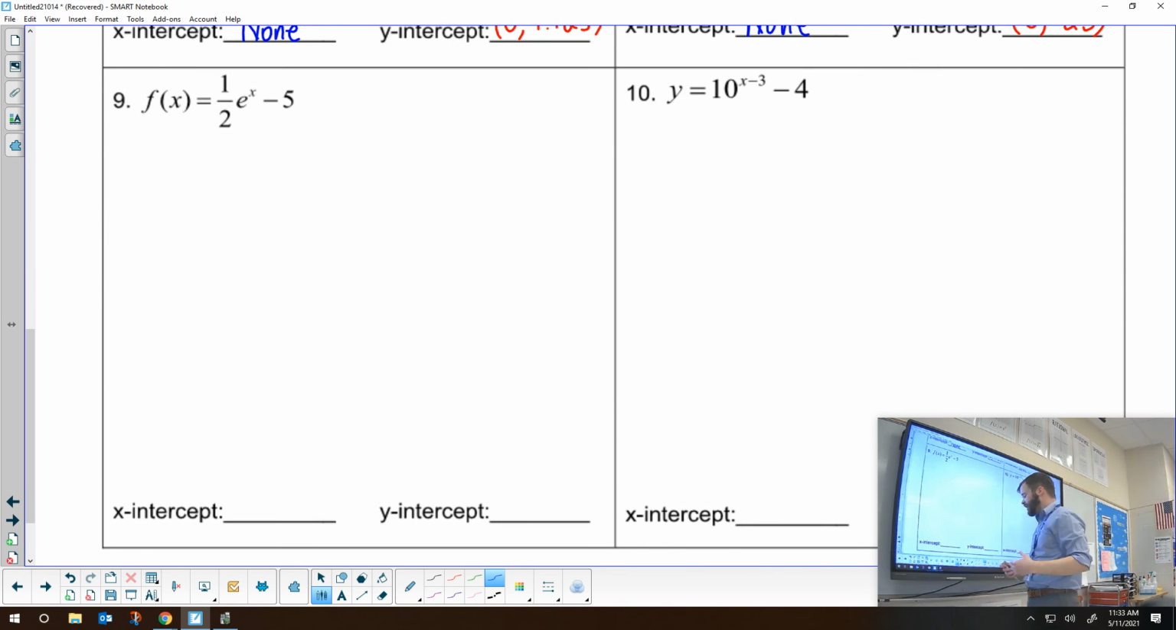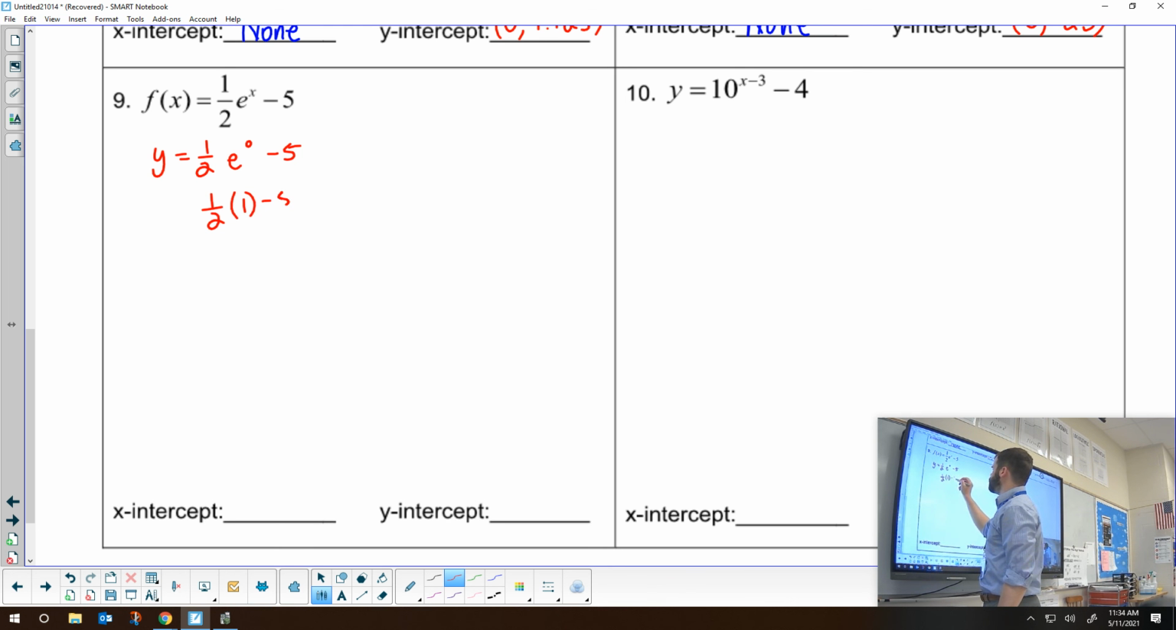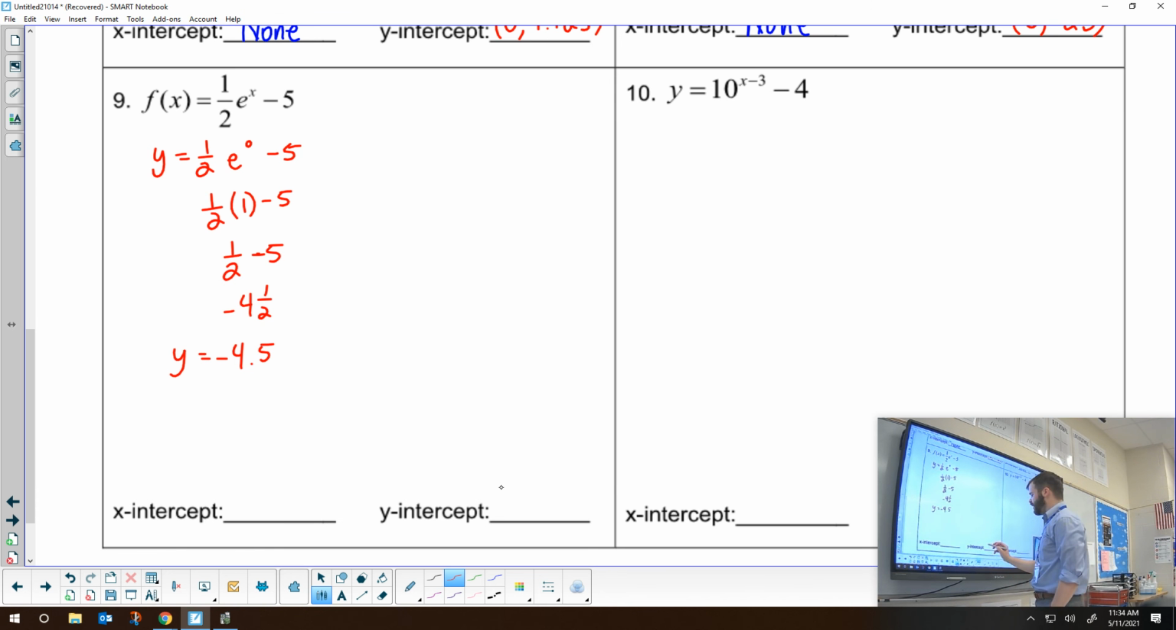So number 9, same thing. We're going to plug in 0 for x to find my y. So y equals 1/2 times e to the 0 minus 5. Now listen, anything to the 0th power, even e, is 1. So really this is 1/2 times 1 minus 5. So 1/2 times 1 is 1/2. 1/2 minus 5 is -4 and 1/2, or -4.5. So that's my y-intercept at 0 and -4.5.